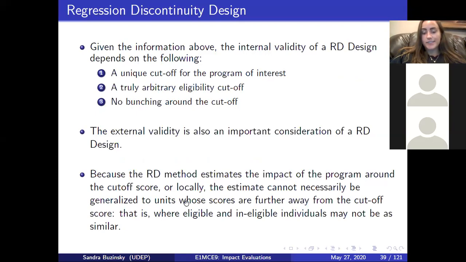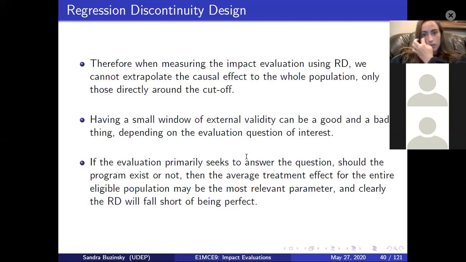And we can't generalize the estimates for people far away from the cutoff score. I said that. So when we're looking at the treatment effect, we cannot extrapolate to the whole population, only those directly around the cutoff score. That means we really don't have that much external validity for this estimation. Some people think that's a bad thing because you always want experiments to be useful for policy implementation, right? So if you can only use this for a really small group of people, how informative is it to policy is the one problem that we can think of.